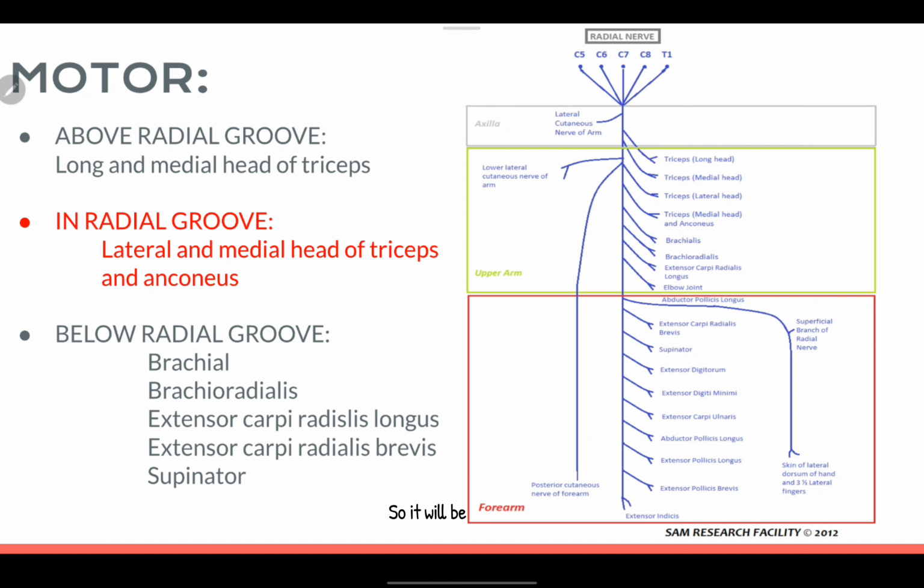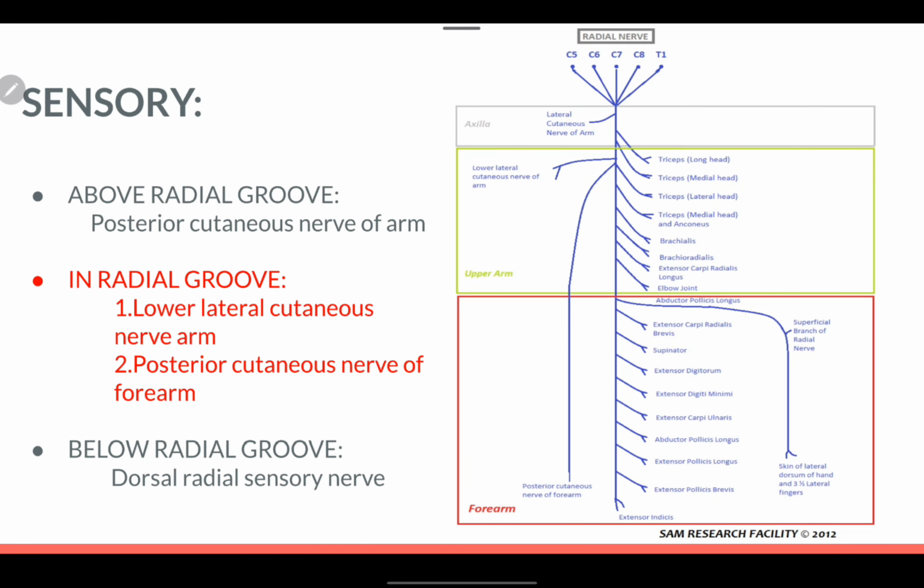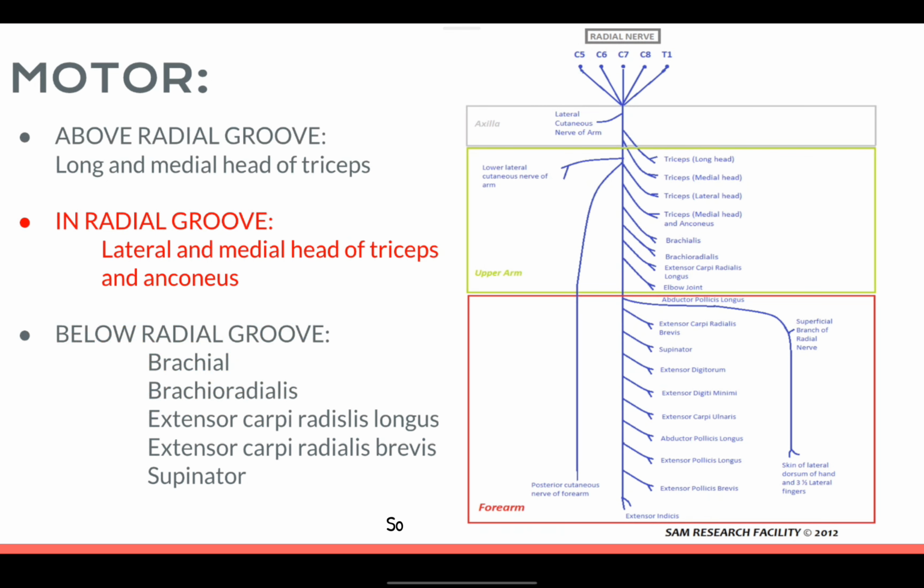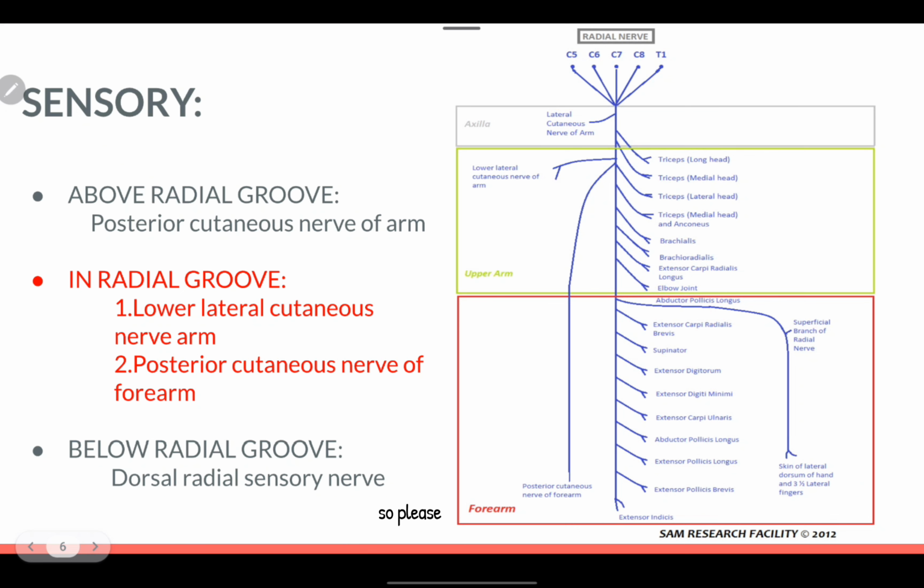So when the examiners are looking at this diagram, they will give you 2 marks. It is a very important diagram. If you only learn this diagram itself, it will yield you 2 marks. So it is an important question. Motor branches, sensory branches: above the radial groove, in the radial groove, below the radial groove, for both. Please take a note of this question.